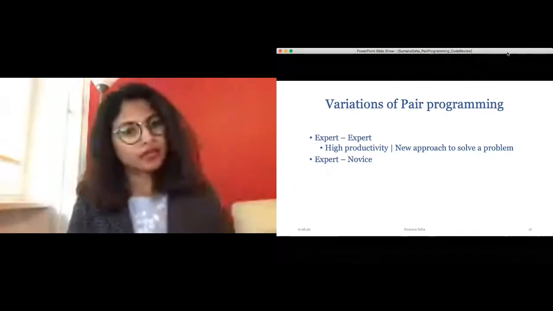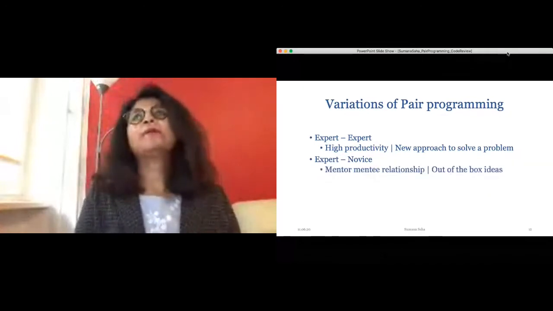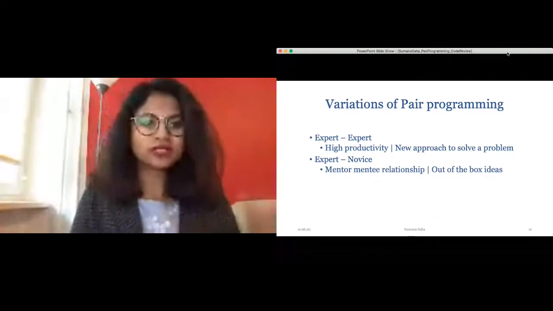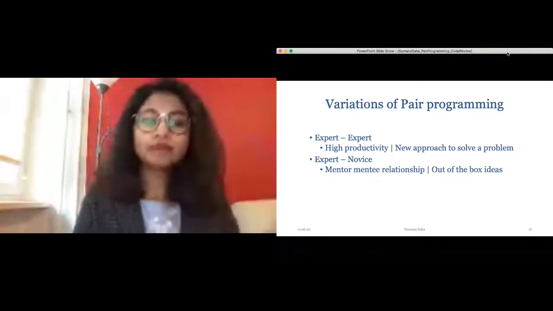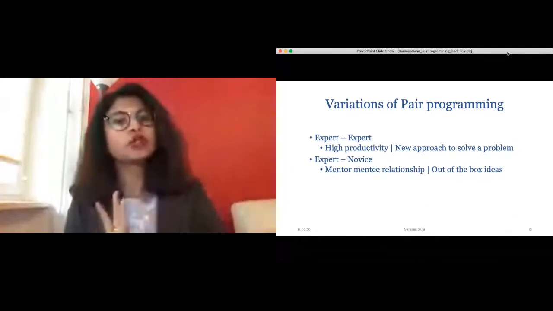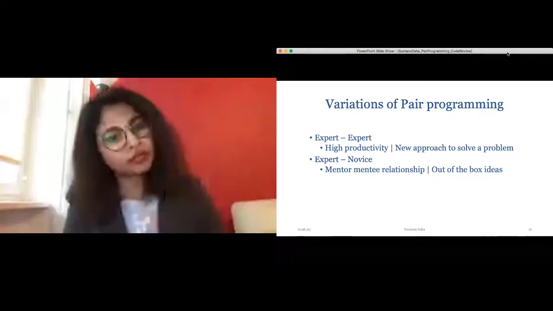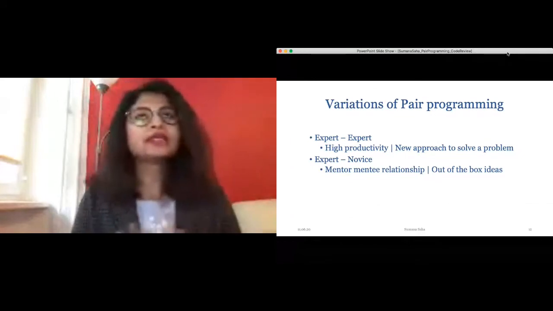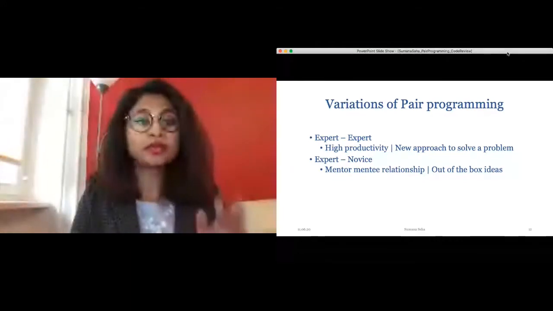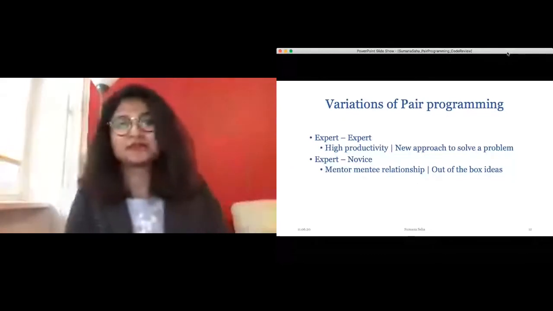Then we have another case which is called expert and novice. Let's say I, as a software developer, joined some organization and I don't know about the project. Then somebody who is already working on the project can help me out. This is called expert and novice. Though I am not a fresher, I'm a new person to the project, and I can get guidance. So this is kind of a mentor and mentee relationship, and sometimes it can lead to out of the box, fresh ideas.